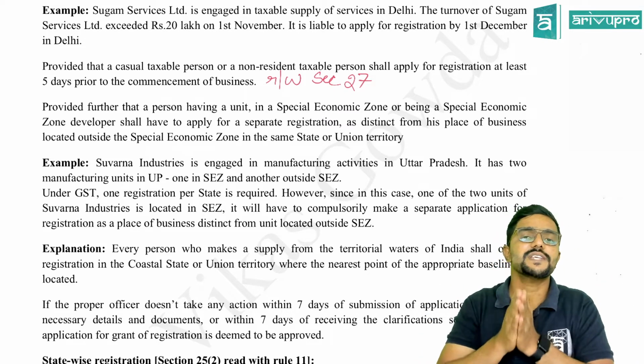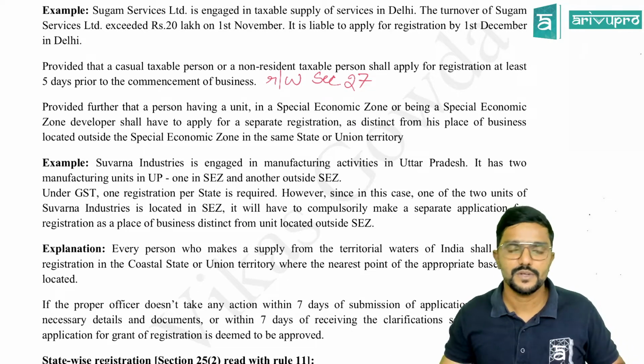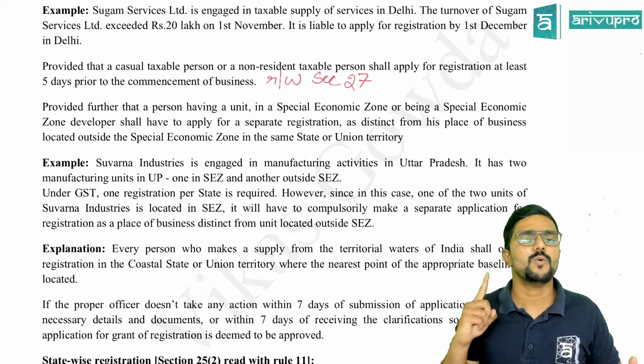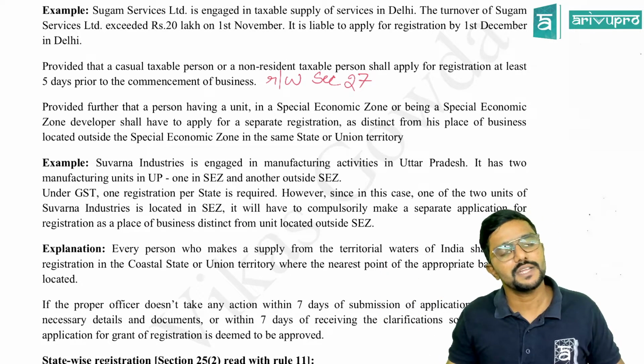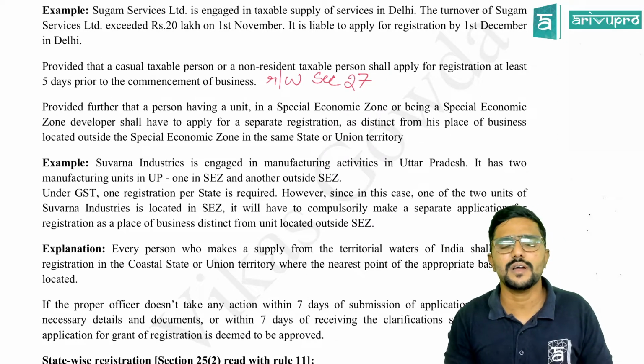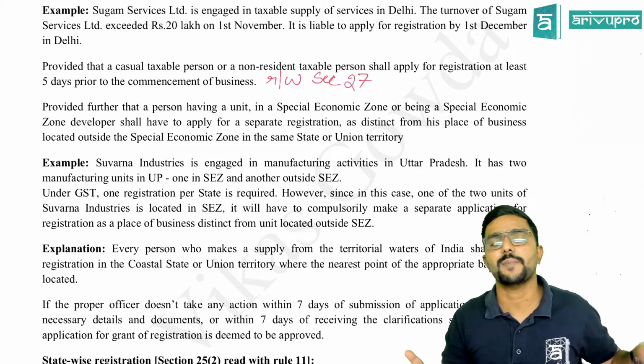Sir, registration under GST is state wise. So under GST, if you are having business in Karnataka, one registration is mandatory. Agree? Sir, I have 5 different branches in Karnataka. Should I take 5 different registrations? Optional for you. But one registration mandatory.